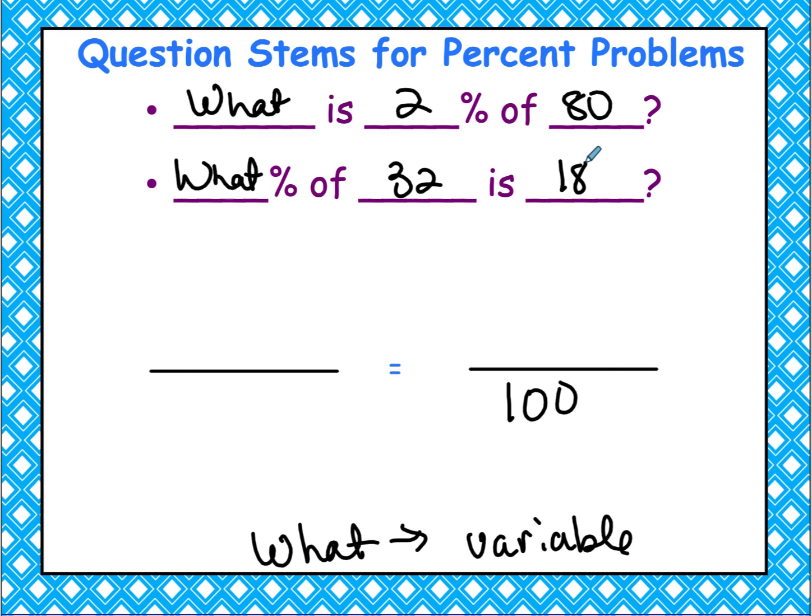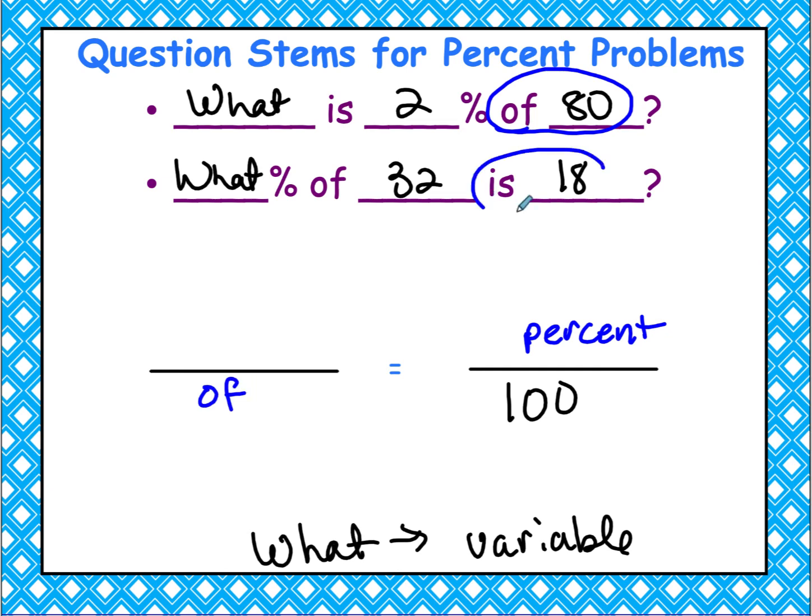So there's different ways I could write it. But 100 always is going to go there. The value, if we're given the percent, would go above my 100. Of always tells me where my whole is, and is always tells me my part. So we can use this percent ratio to help us decipher things. Is over of is percent over 100.